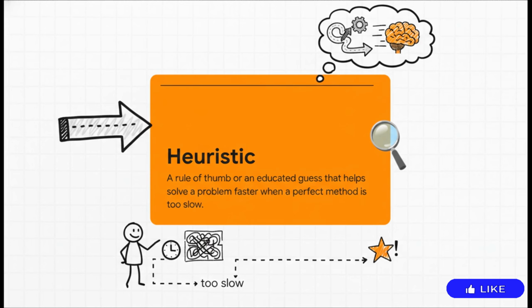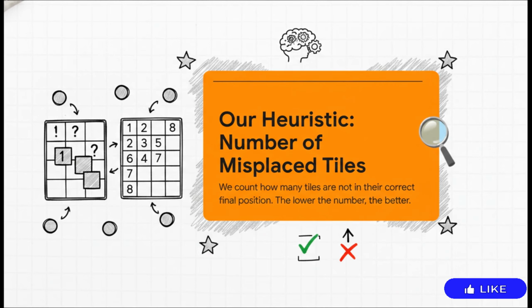So the key, the magic ingredient, is the heuristic. You can just think of it as a mental shortcut or a rule of thumb. It's a simple strategy that helps us make a really good guess about the best move to make without having to waste time checking out every single option. This guess gives us a score, or a cost, that's going to be our guide through this whole puzzle. For our 8 puzzle, we're going to use a really simple but surprisingly powerful heuristic. We're just going to count the number of misplaced tiles. That's it. The fewer tiles that are in the wrong spot, the lower our cost, and the closer we can guess we are to the finish line.